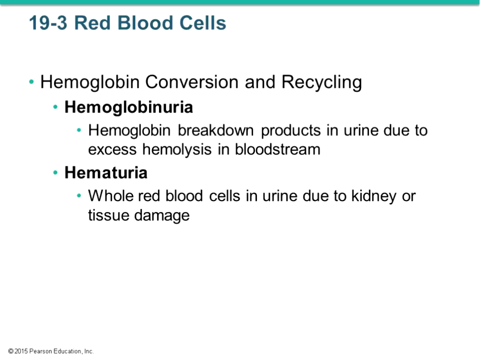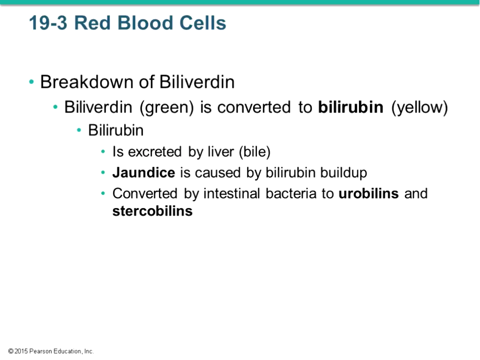This is just what happens when you have excessive breakdown of products. For instance, if you have a lot of hemolysis, like maybe if you got a blood transfusion of the wrong type, you're going to get a lot of destruction of red blood cells. And so you're going to get excess hemolysis in the bloodstream, so your urine would probably look sort of reddish as you are breaking down and rupturing all these red blood cells. Hematuria is whole blood cells in the urine due to kidney or tissue damage because they're not working properly.